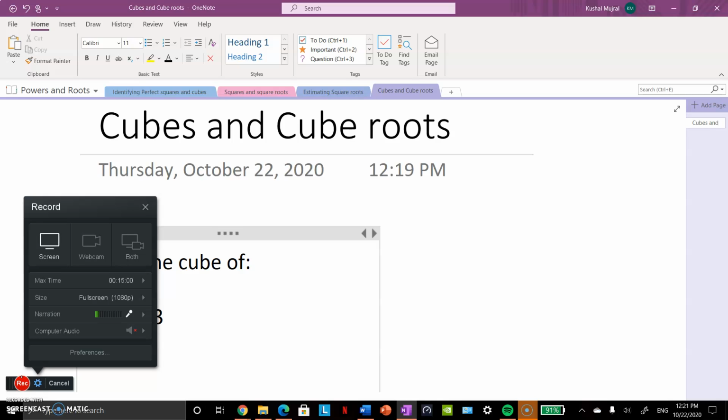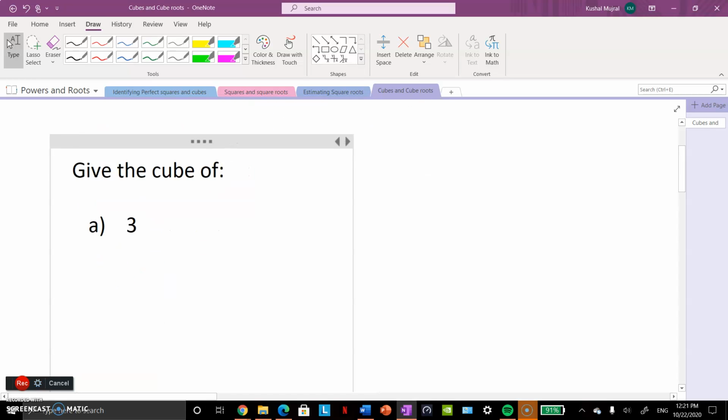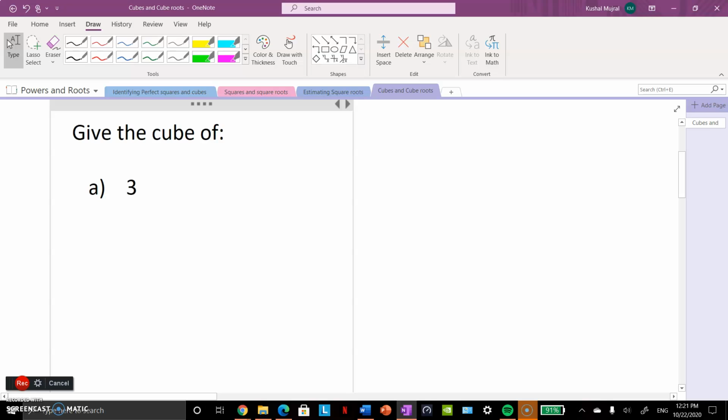Welcome to Cubes and Cube Roots. Let's take a look at this question over here. Give the cube root of 3. Give the cube of 3.